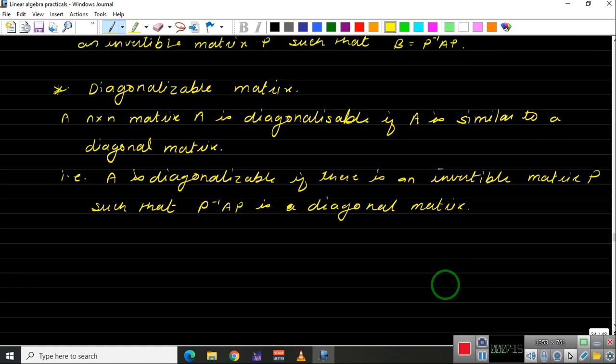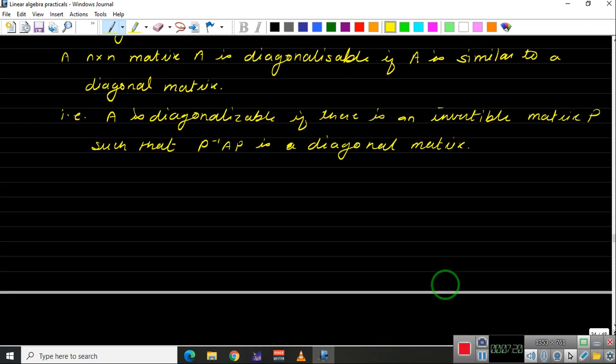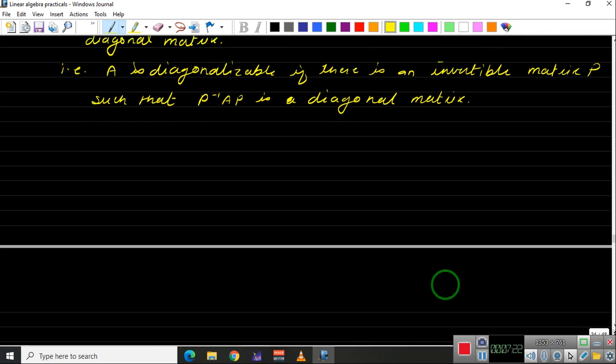Now of course not all matrices are diagonalizable. There are some matrices which are not diagonalizable. As a simple implication, suppose we have a diagonal matrix. Then is it diagonalizable? Let me ask you, is a diagonal matrix diagonalizable? Just understand this.